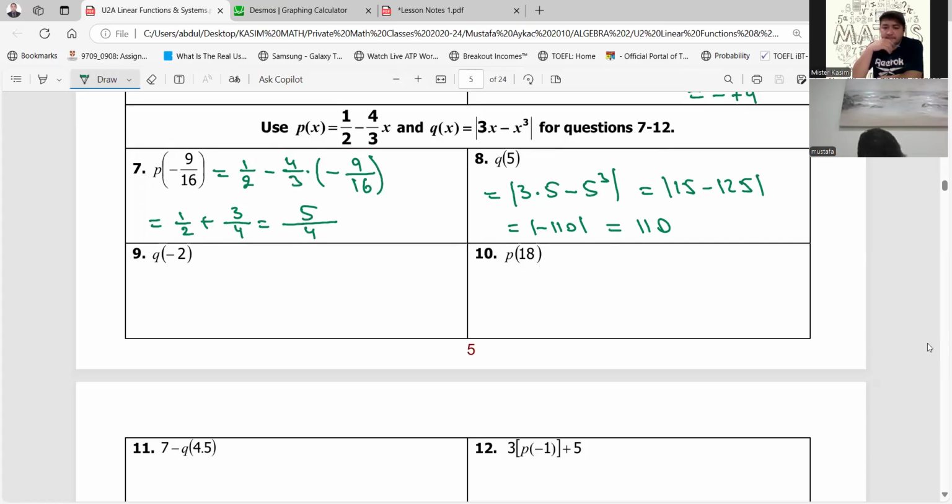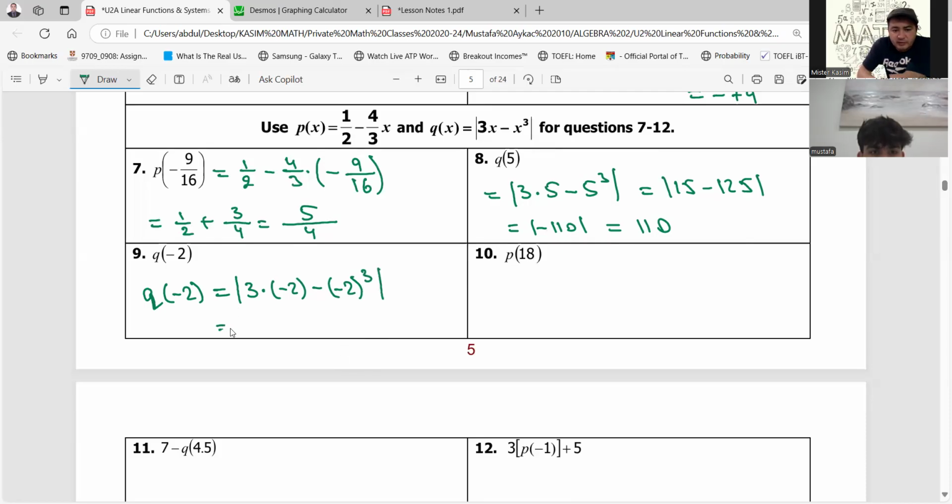Mustafa, did you finish 9? Almost. I'm just kind of confused on a part. In what question? 9? Here we have q of negative 2, right? Our function is absolute value, 3 times negative 2, right? Wait, that's the absolute value one? Yeah. I was doing P on accident. No, it is q, right? Q. Okay. Minus 2 cubed.